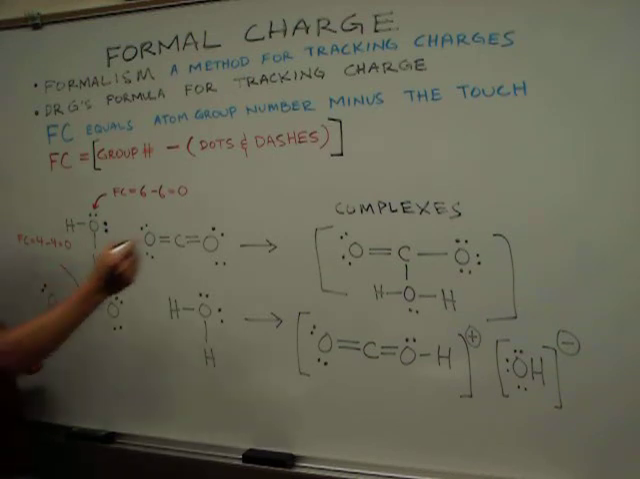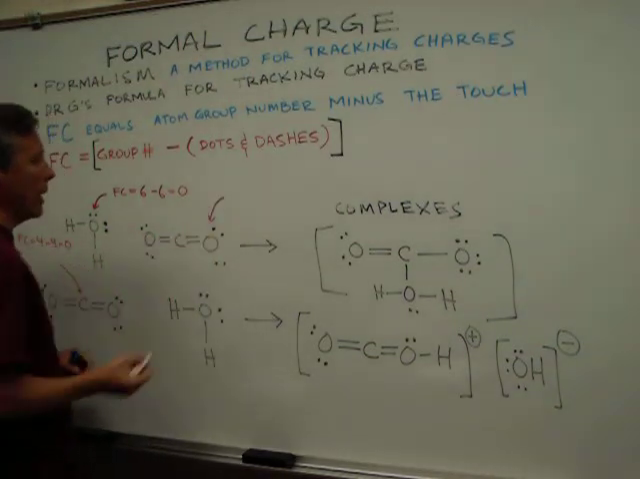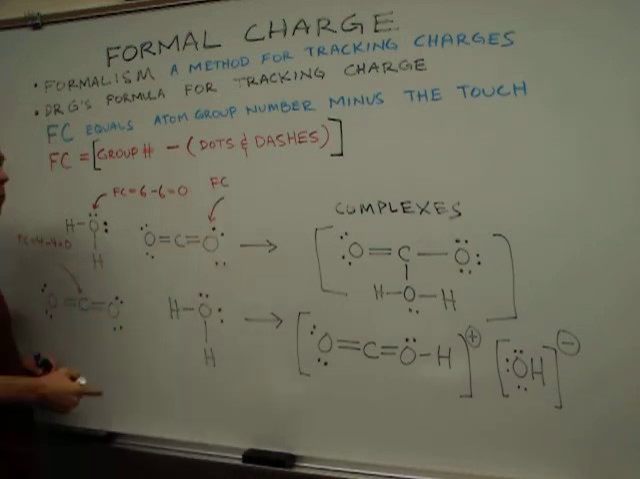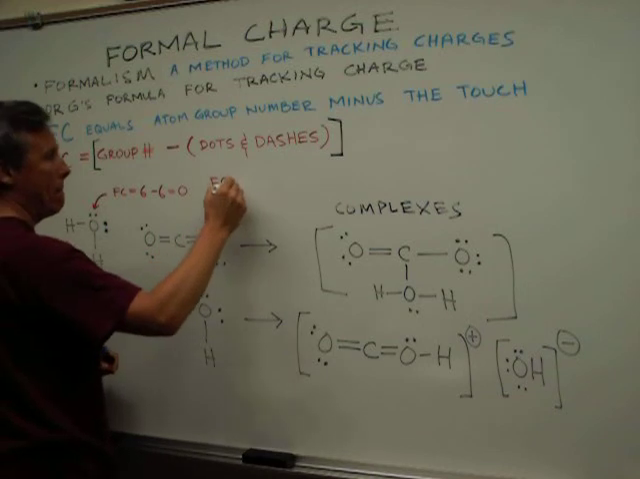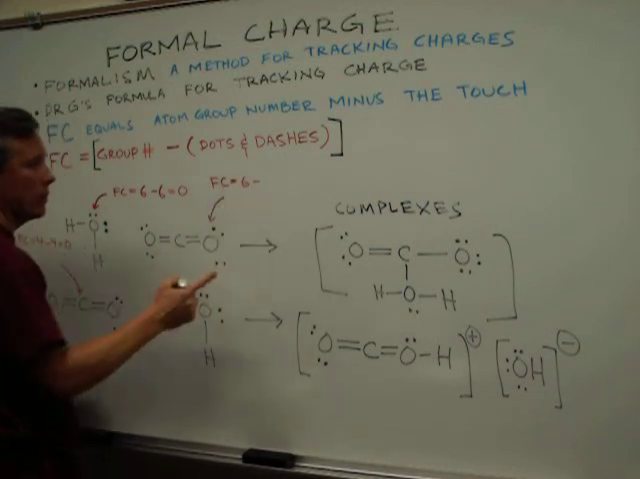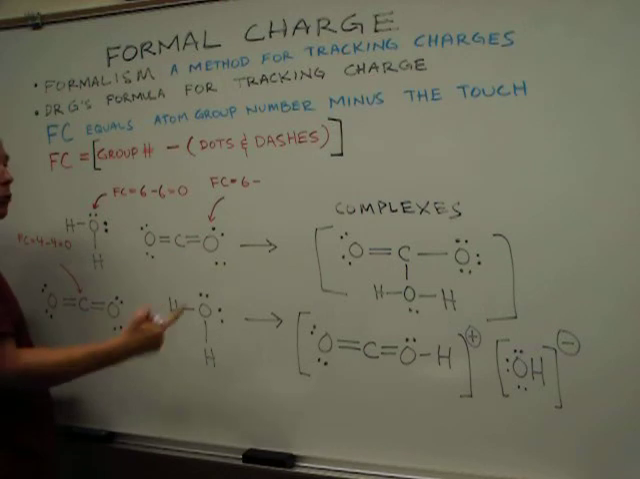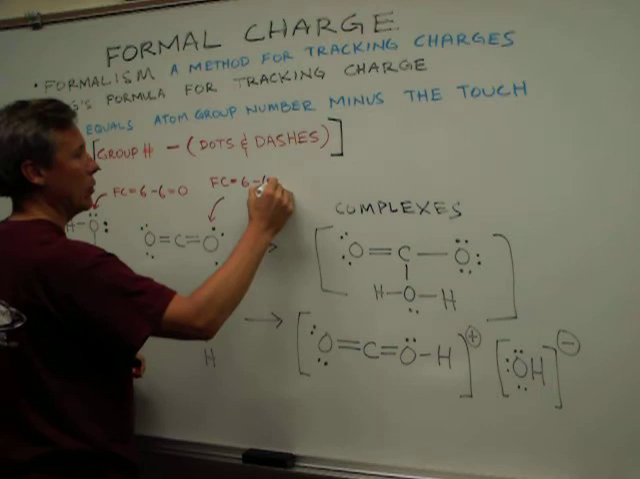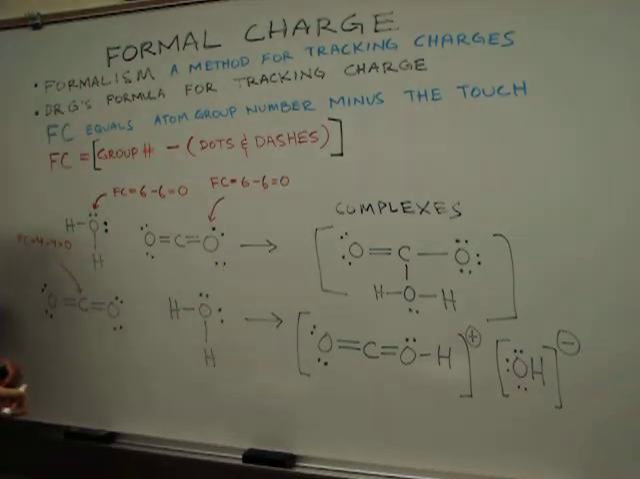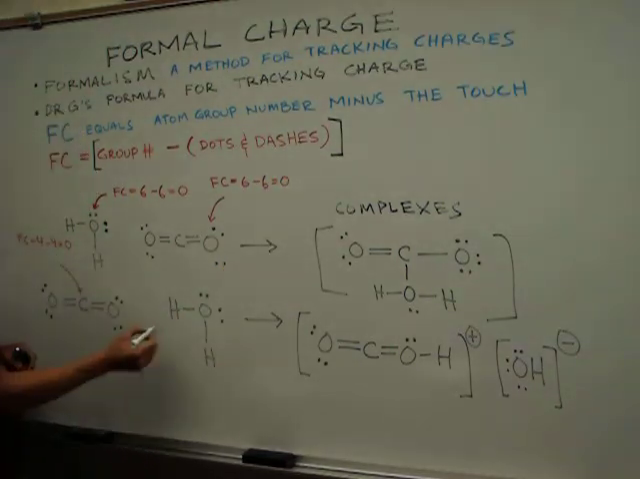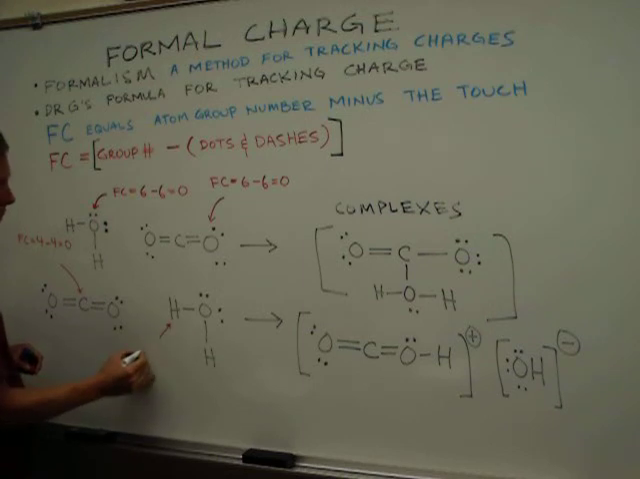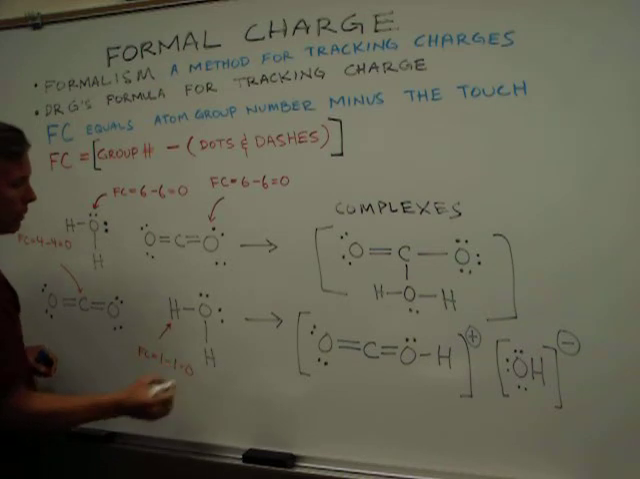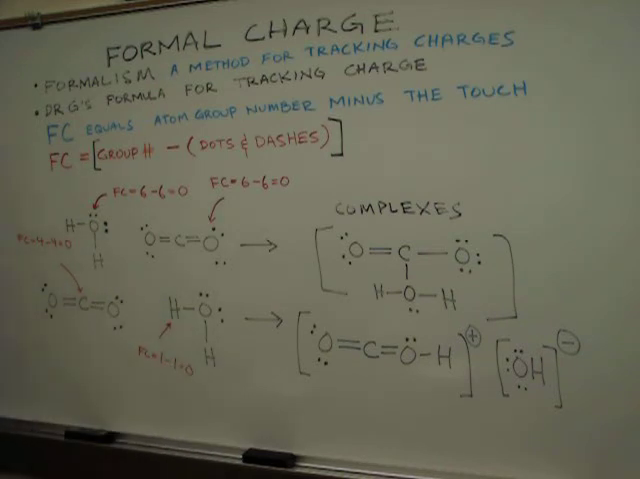If we wanted to calculate the formal charge on this oxygen in carbon dioxide, formal charge of oxygen in carbon dioxide would be group number minus the touch. And we can just use our finger now and count. 1, 2, 3, 4, 5, 6. 6 minus 6 is equal to 0. If we wanted to calculate the formal charge of hydrogen, hydrogen's in group 1. 1 minus 1 touch is equal to 0. So formal charge can be easily calculated.